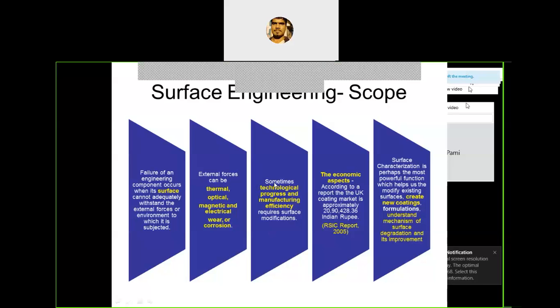The modification may be chemical or mechanical, whatever it may be, either by disturbing the surface, modifying the surface, or without any changes in the surface. Example, coatings, just like painting. What are we doing in painting? We just apply the paint on the wall without any modification in the wall. It's one type of coating.